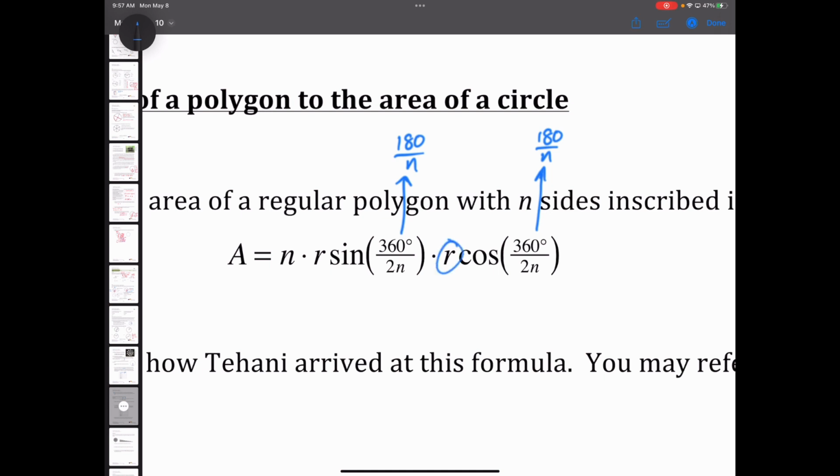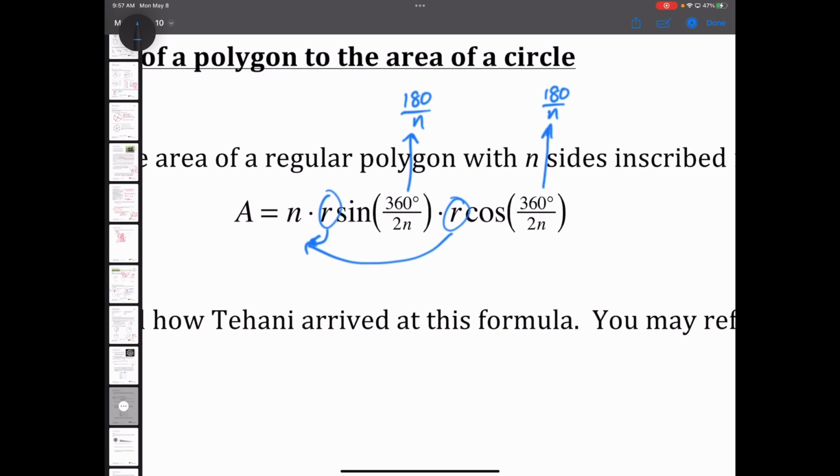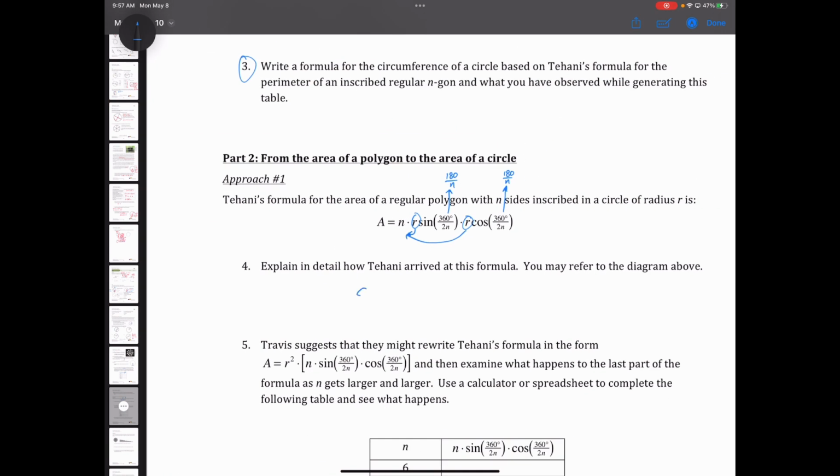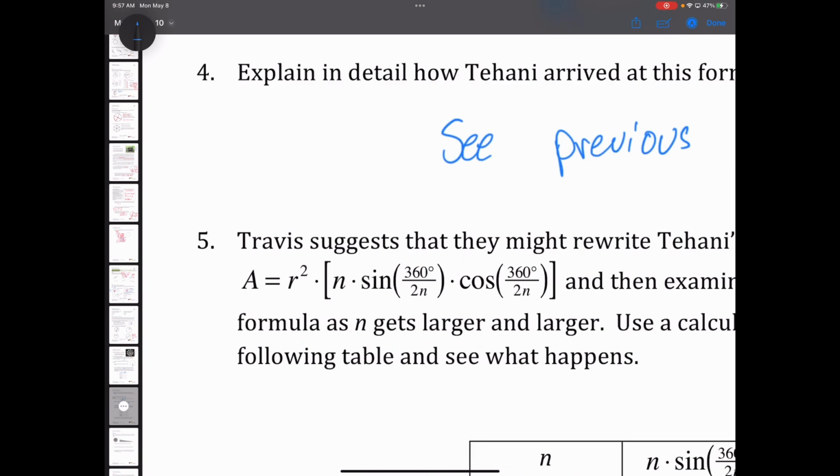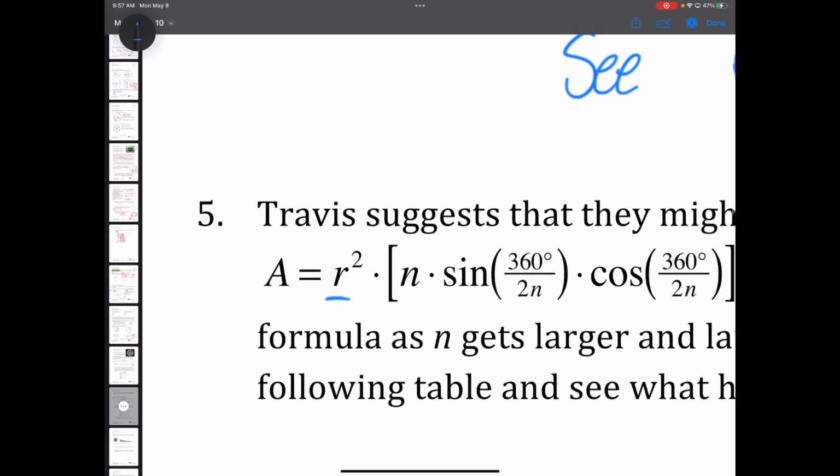And then what did we do with these r's? We combined like terms. Well, actually, we really multiplied them, right? So r times r became r squared. So, again, we could say, see previous lesson number 5. Okay? And they said, again, since n is the only thing that changes, they isolated r squared out here.